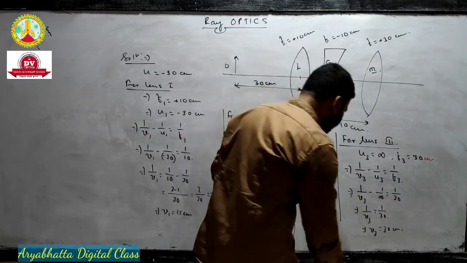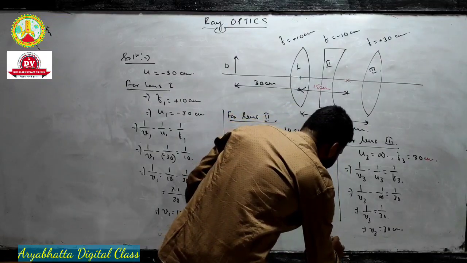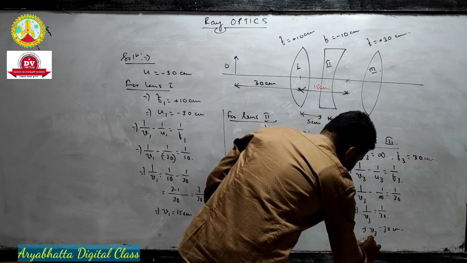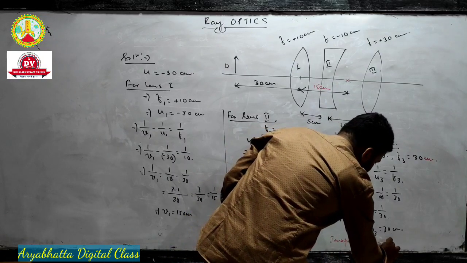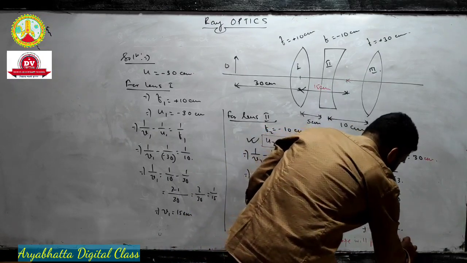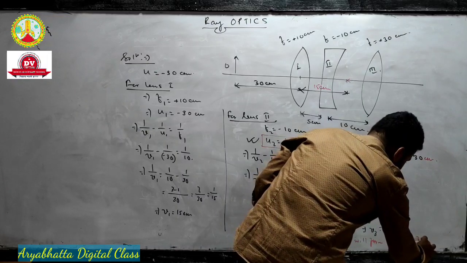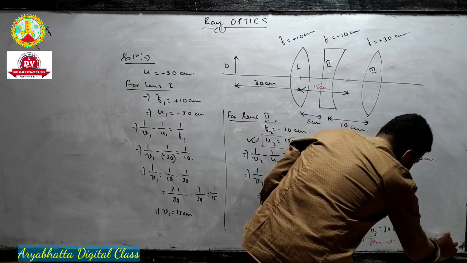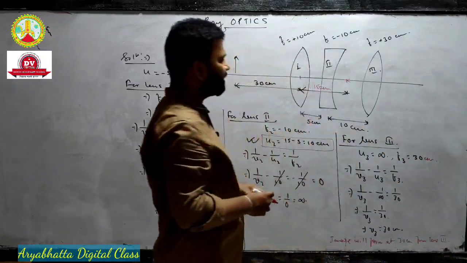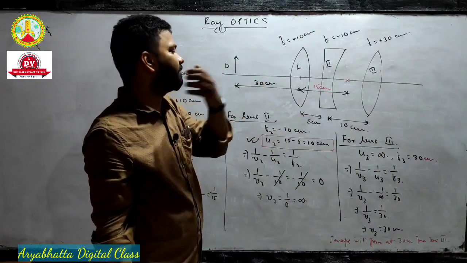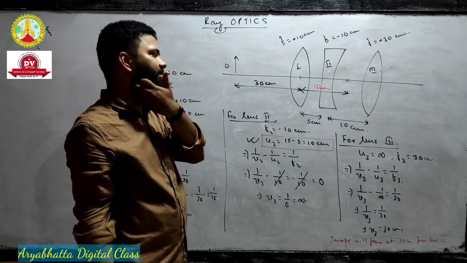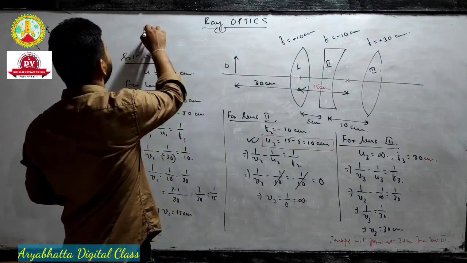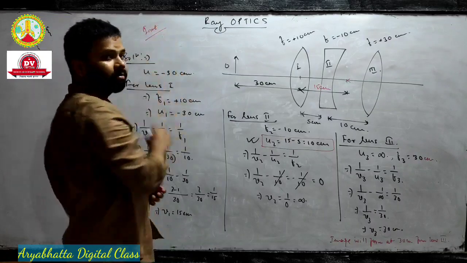So the image will form at 30 centimeter from lens 3. So from lens 3, the image will be at a distance of what? 30 centimeter. So this is all about this problem, an important problem for your board exam.